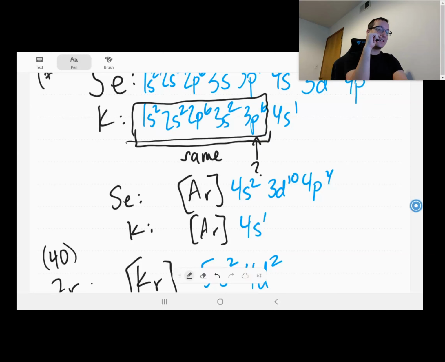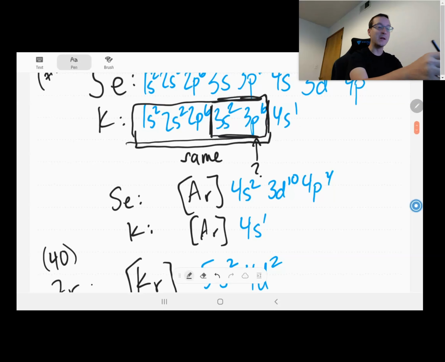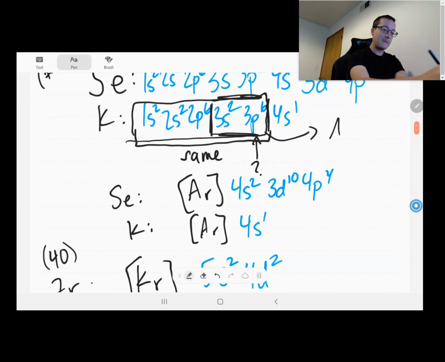So the number of valence electrons, we're going to look at the outermost shell, right? That's the biggest number. We're not looking at the 4s1, because that's potassium. We're just looking at argon, which is this boxed thing. So the last shell of argon is 3, right? So it has 3s2, 3p6. It has 2 electrons in s, and it's got 6 electrons in p. Put those together, that's 8 valence electrons.